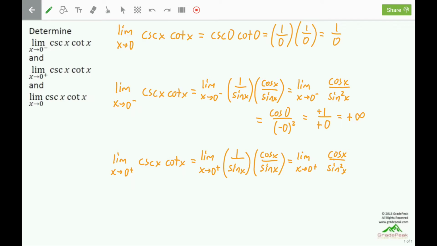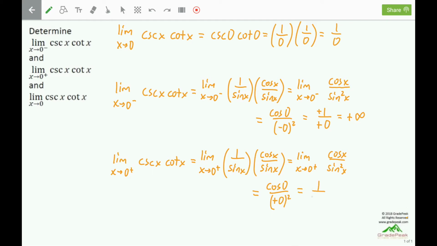This time we're approaching 0 from the right side, which is going to be greater than 0, or a positive angle. That will put it in the first quadrant, and the sine in the first quadrant will be positive. It will approach 0 as x approaches 0, so sine of 0 is 0, but sine can be replaced with a positive 0, and then 0 can plug in for all remaining x's, which will give the cosine of 0 over a positive 0 squared.